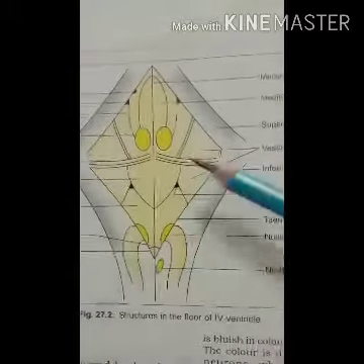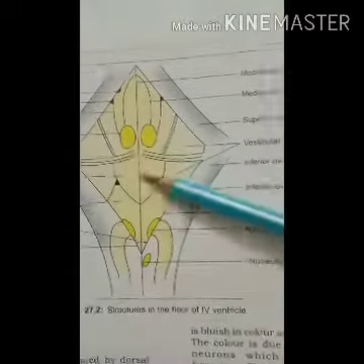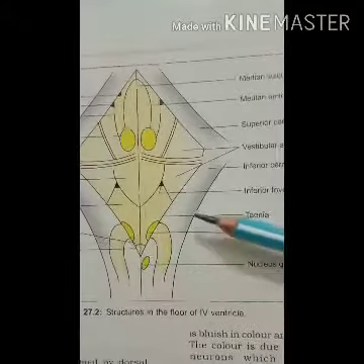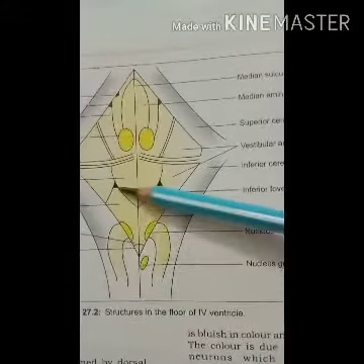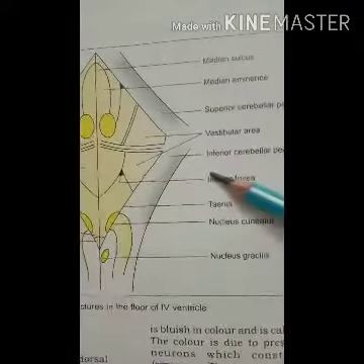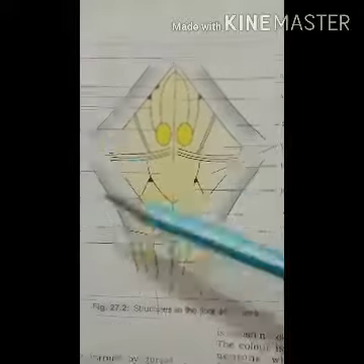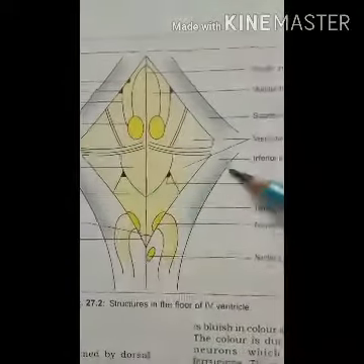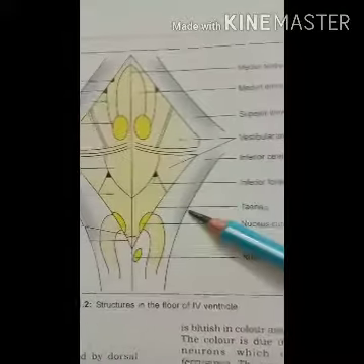Then the intermediate part, this one, at the junction of the pons and medulla, is prolonged laterally to form the inferior cerebellar peduncle. So this one, this total brown color part, is prolonged to form the inferior cerebellar peduncle.